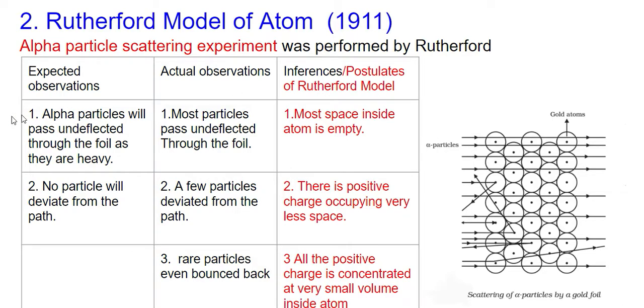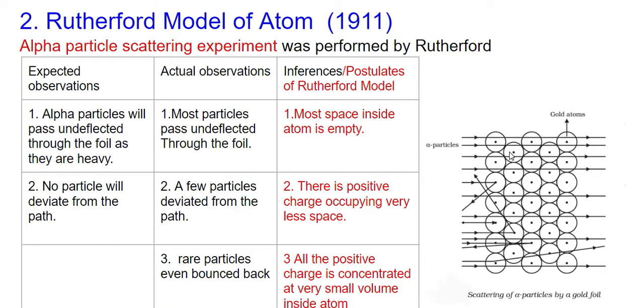So let us now understand this table which shows us some expected observations as per J Thomson's model, the actual observation done during the experiment, and from the observations what are the inferences, and hence the postulates of the new model suggested by Rutherford. So first observation which was expected was alpha particles will be passing undeflected through the foil as they are heavy. But the actual observation is a bit different. Not all, but most of the particles pass undeflected through the foil.